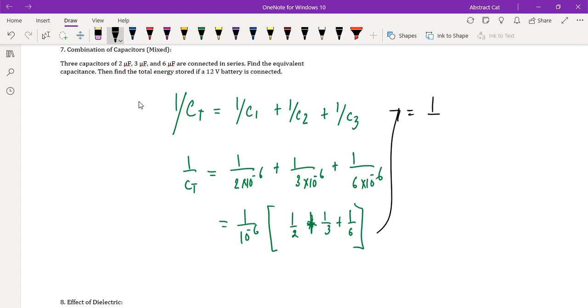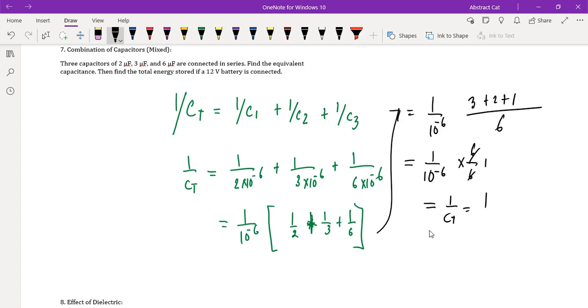So 1 by 10 to the power minus 6, the LCM of 2, 3, 6 is 6. That is 3 plus 2 plus 1, so 1 by 10 to the power minus 6 into 6 by 6. So we get 1 by CT equal to 1 by 10 to the minus 6. So total capacitance is 10 to the power minus 6 farad. So that is 1 microfarad.